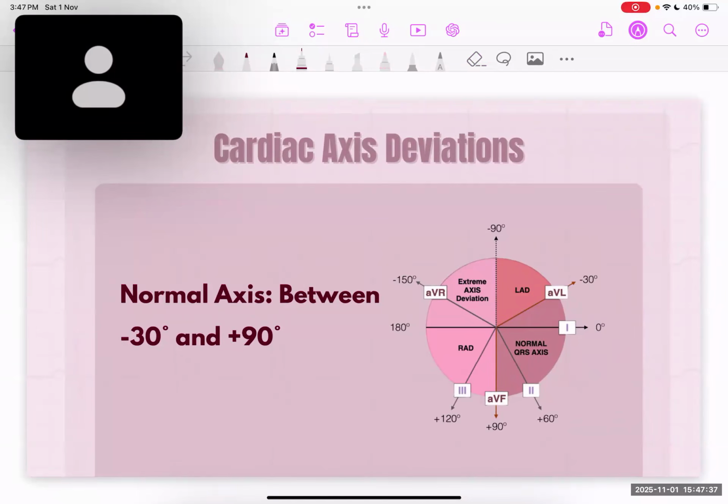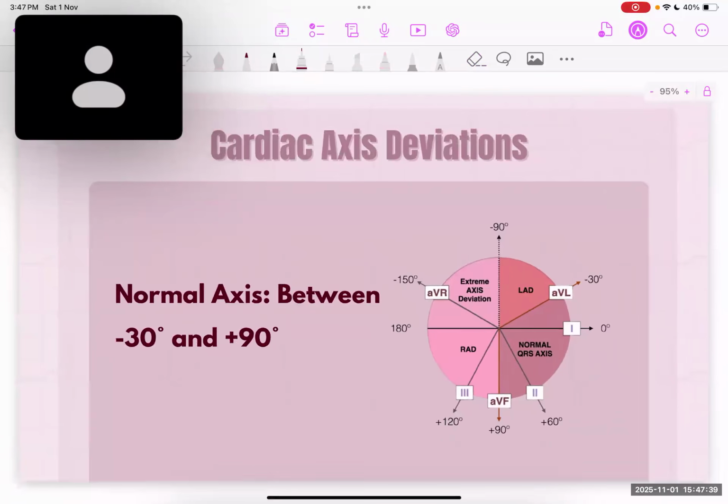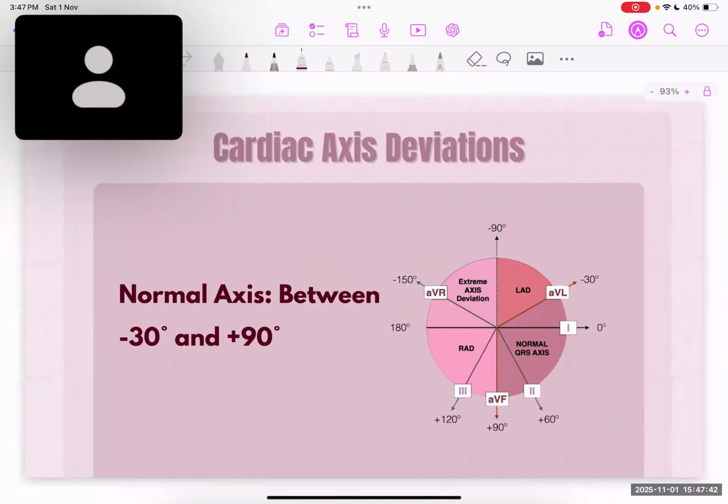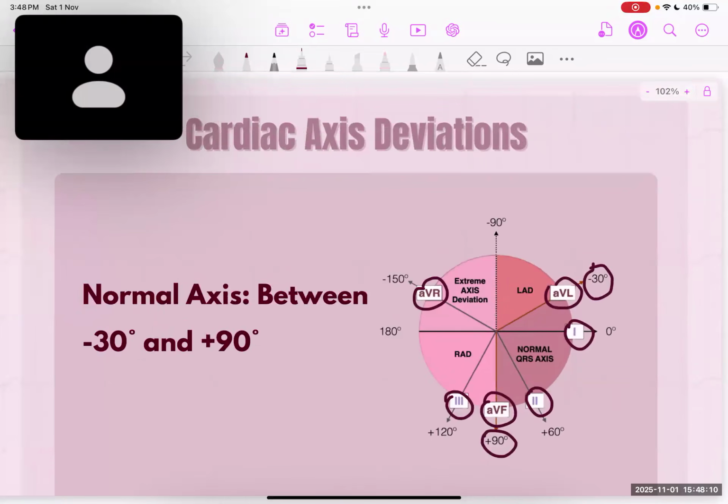So I think you guys took this in your lab, but we're just going to quickly mention them since there's just two main points. So the normal axis is going to be from -30 to +90. And these are all your leads. So we already know lead 1, lead 2, lead 3. We use them for the vector analysis. We use the same diagram. We only added AVL, AVR, and AVF. So F towards the foot, AVR right, and AVL left. Now, the normal axis is from -30 from AVL to +90 AVF.